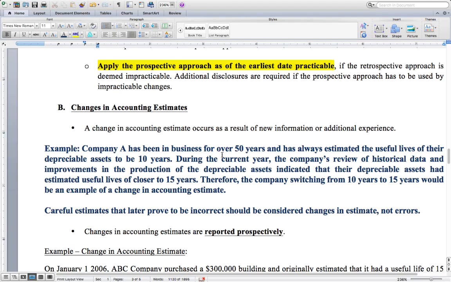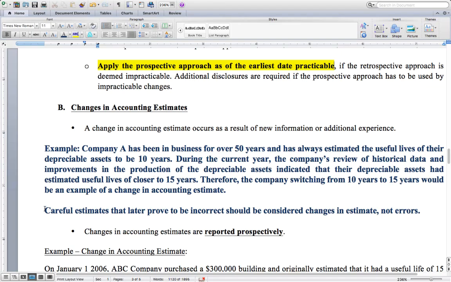There is an example provided there. Company A has been in business for over 50 years and has always estimated the useful life of their depreciable assets to be 10 years. During the current year, the company's review of historical data and improvements in the production of the depreciable assets indicated that their depreciable assets had estimated useful lives closer to 15 years. Therefore, the company elected to switch from estimating the useful lives using 10 years to 15 years. That would be considered a change in accounting estimate.